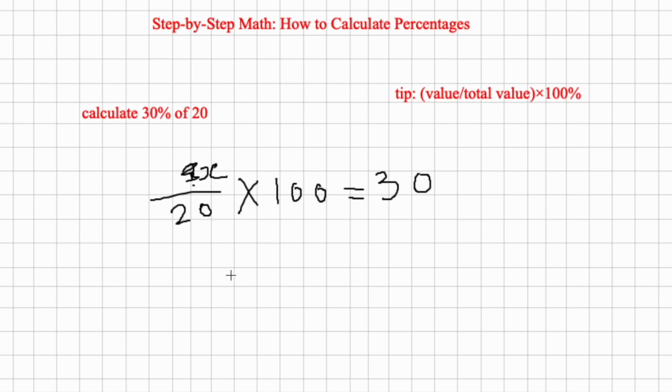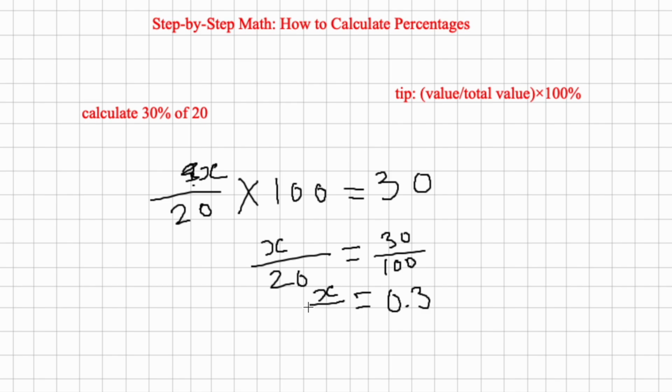So in order to get rid of this times 100, you have to do the opposite, which is going to be divide, which will give us x divided by 20 equal to 30 divided by 100. 30 divided by 100 will give us 0.3, and that equals x over 20.